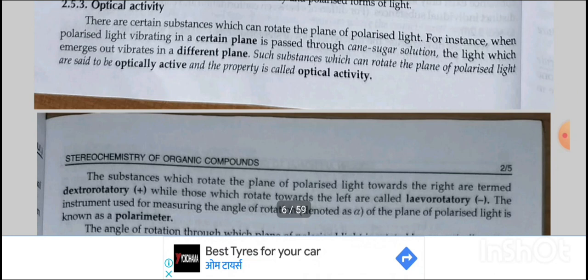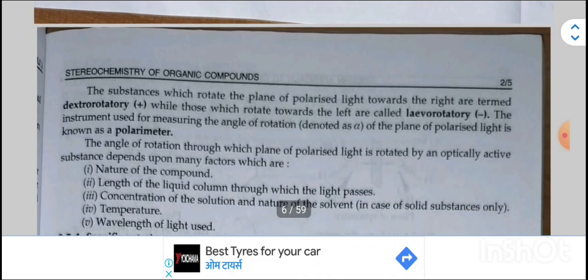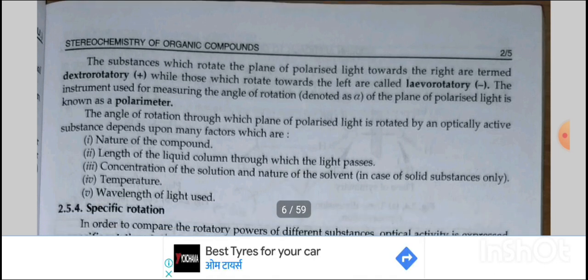The substance which rotates the plane polarized light towards the right is termed dextrorotatory and denoted by a plus sign, while those which rotate it towards the left are called levorotatory, represented by the sign of minus. The instrument used for measuring the angle of rotation, denoted as alpha, of the plane polarized light is known as a polarimeter.